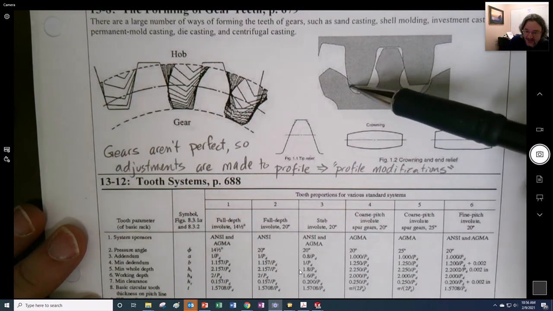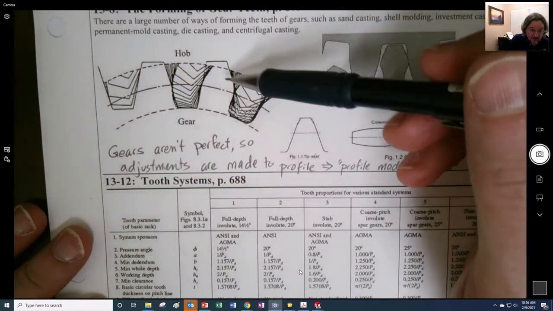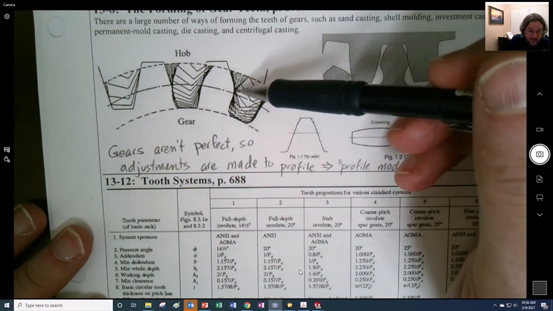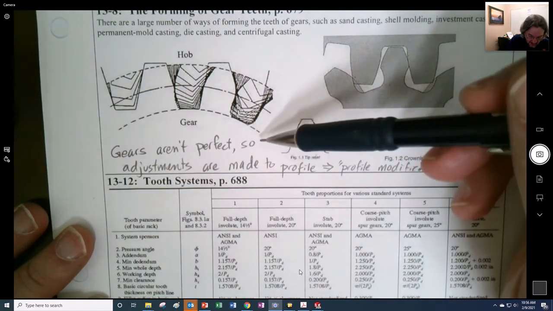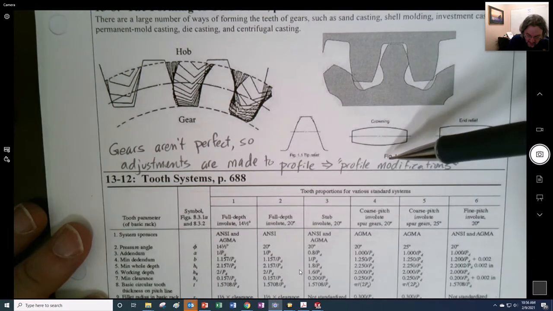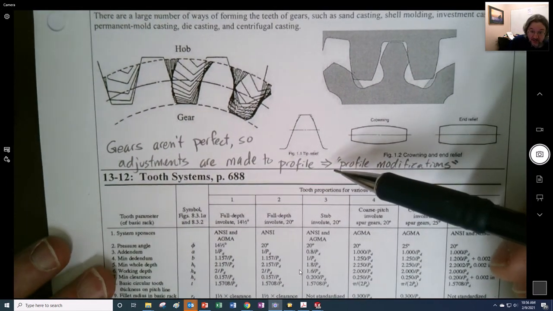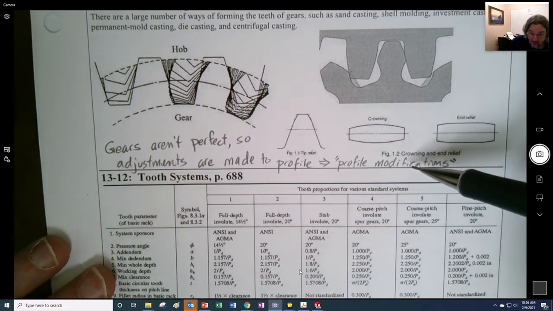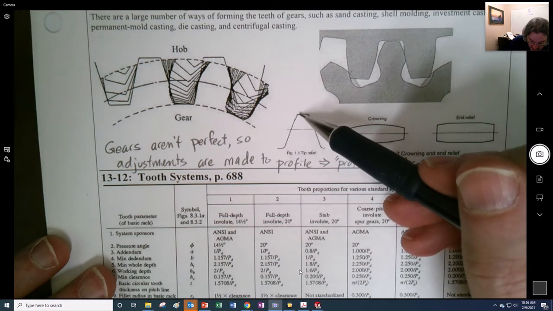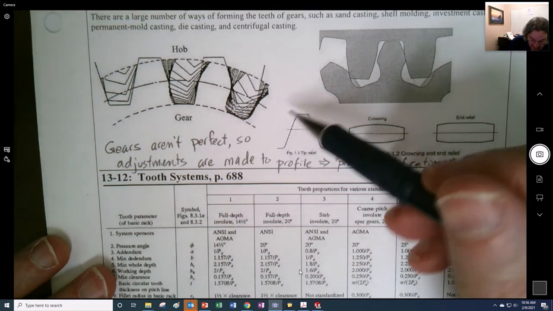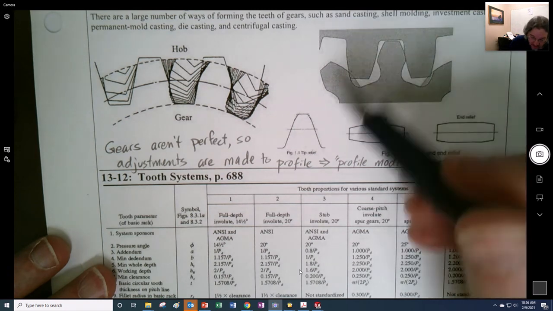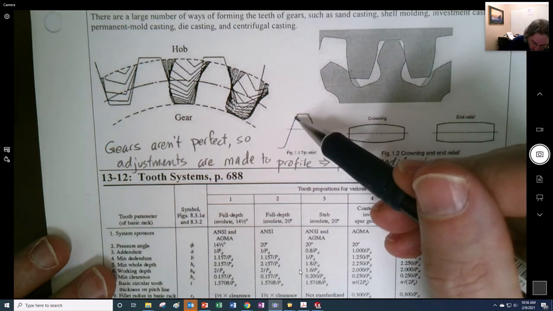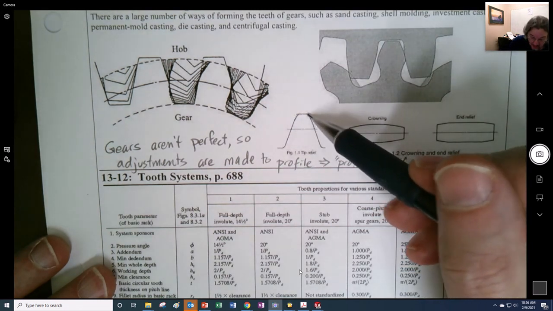Now, undercutting can solve interference, but undercutting can also be the consequence of the way the hob is coming through here. And as I wrote here, the gears aren't perfect, so adjustments have to be made. There are other ways to make adjustments called profile modifications. One of them is tip relief, which, because it's the tip that could impinge into the flank right here, means we can knock off a little bit of the tip right in there.